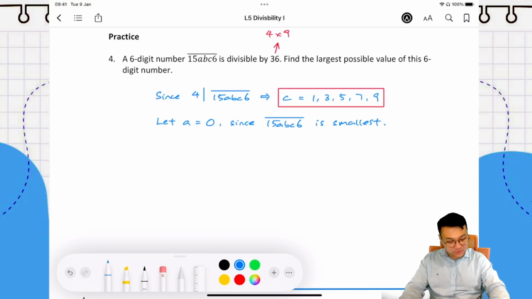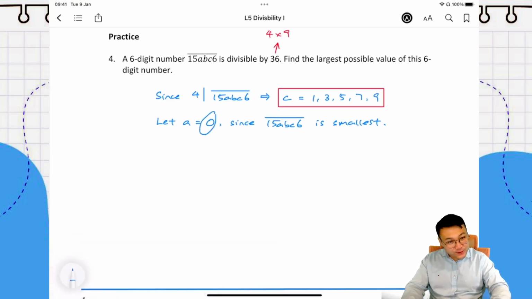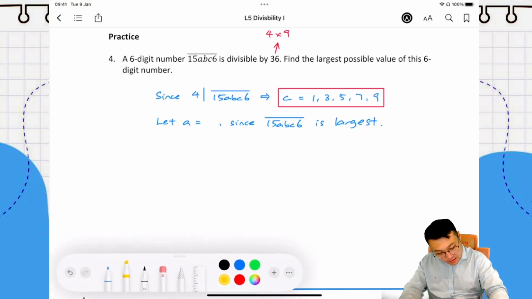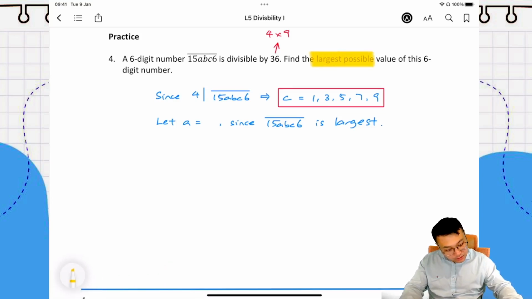If it is divisible by 4, then C can be 1, 3, 5, 7, or 9. But are we going to let A equal to 0? No, I don't think so. I think you should let it be something else, because you want it to be the largest. This time round, they're asking for the largest possible value. So you must let A be something else. I don't know what, but it's pretty obvious lah. Then you find the rest of the numbers.